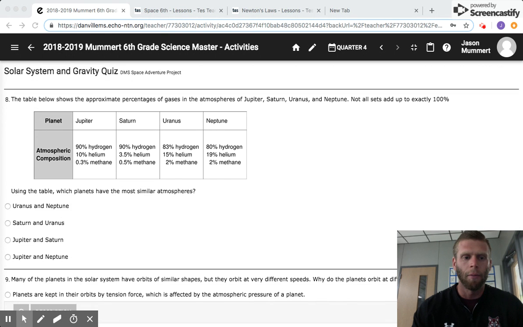Question 8. The table below shows the approximate percentages of gases in the atmospheres of Jupiter, Saturn, Uranus, and Neptune. Not all sets add up to exactly 100%. Using the table, which planets have the most similar atmospheres? Uranus and Neptune, Saturn and Uranus, Jupiter and Saturn, or Jupiter and Neptune?